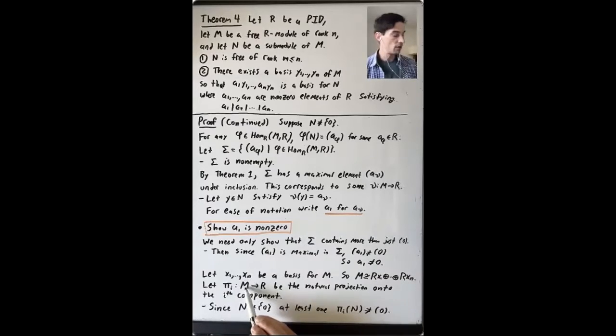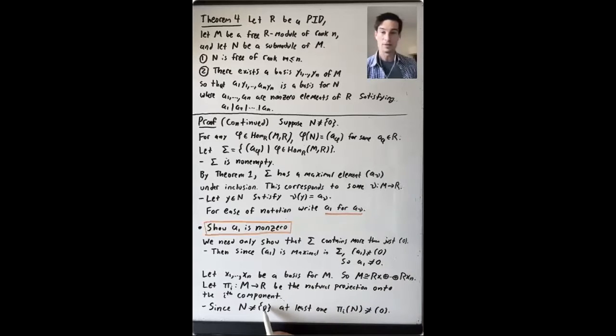So π_i going from M to R, where you just take an element of M, which you can think of as an element of Rx1 plus ... plus Rxn, and each one of these is like some ring element times x1, some ring element times x2. So you just take the ring element in the ith coordinate. So this is the natural projection onto the ith component.